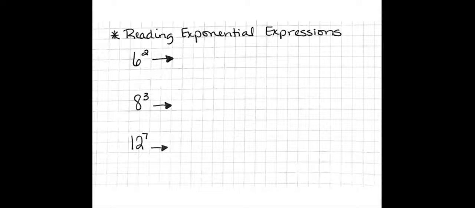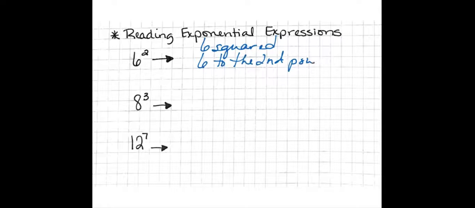In this next section, we talk about reading exponential expressions correctly. An exponent of 2 can be read as squared. So this could be read as 6 squared. This expression could also be read as 6 to the second power. And it could be read 6 to the power of 2.